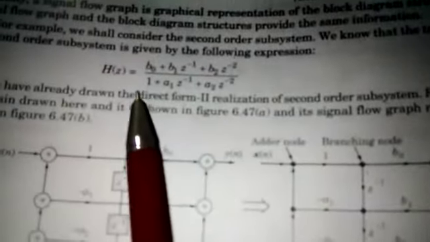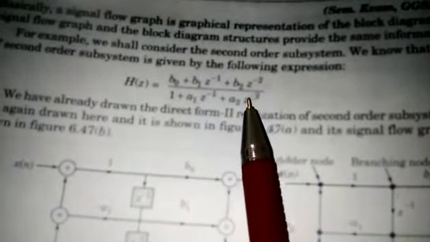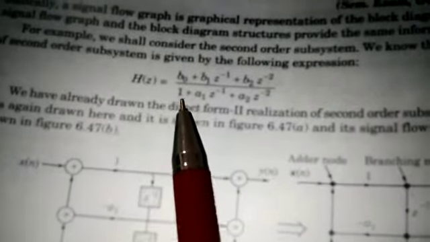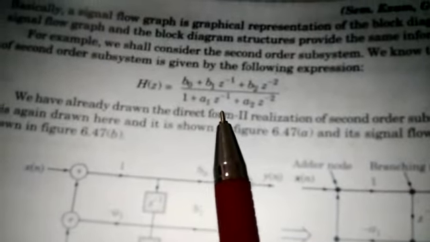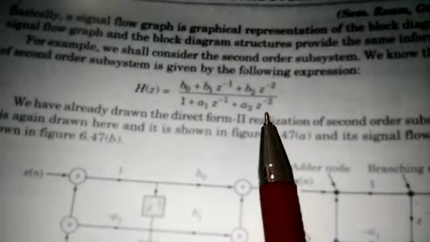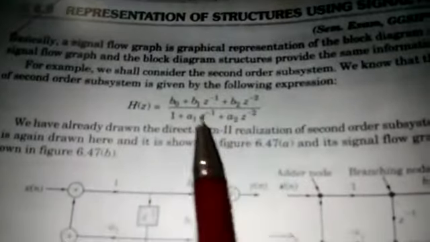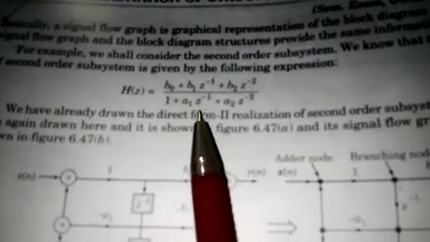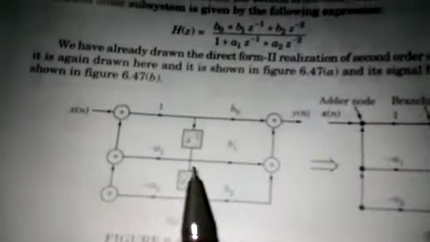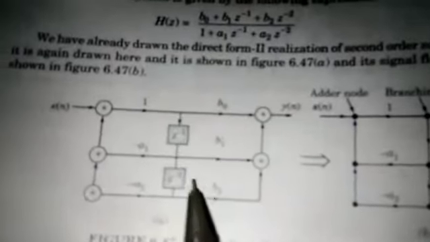Simply you can see here, this is the transfer function given. H of z is equal to b0 plus b1 z inverse plus b2 z to the power minus 2, upon 1 plus a1 z inverse plus a2 z to the power minus 2. This is an IIR filter. Since numerator and denominator terms are both there, this can be implemented with the direct form 2 structure. This is direct form 2 structure.